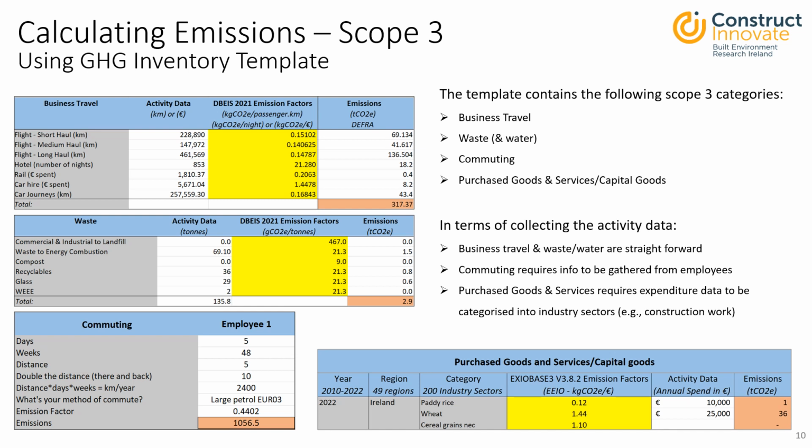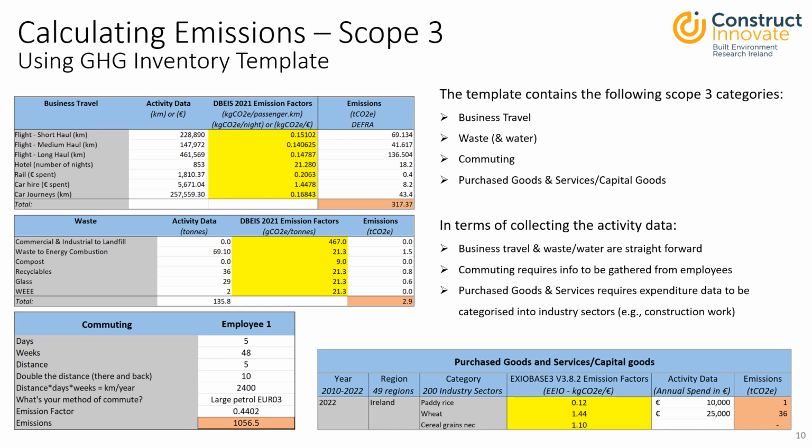On the bottom left-hand side you'll see an example where we collect data from an employee. How many days a week are they working, the number of weeks in a year, and the distance travelled in kilometres each day, which is then doubled because they need to go to and from the place of work. From that, you can multiply the distance by the days and by the weeks to get the kilometres per year travelled commuting to and from work.